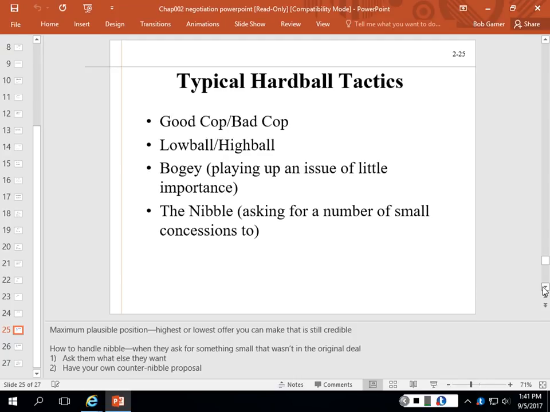Bogey, playing up an issue of little importance. There's something you really don't care about, but you make it seem huge, and that way you get something in return for something that really means nothing to you. So that's, once again, a deceptive tactic. And then the nibble, I just mentioned that. Ask for something at the close of a deal. I've just spent $1,000, how about you throw in a tie? And you can get that very easily. Not hard.